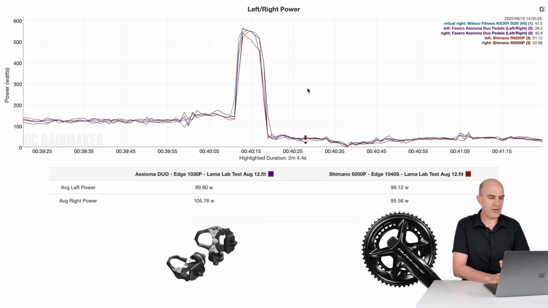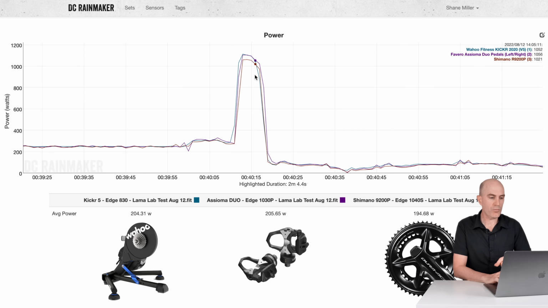Pulling up the left-right power of that, and one of the meters, so the Duo is a dual-sided meter, we have 2 meters on that, and the Shimano 9200-P is a dual-sided meter, 2 meters on that. One of those meters was reading low, and that was the Shimano right-hand side, and that was the first sprint that I performed. Out of the saddle, maximal sprint, right-hand side of the Assioma Duo was okay.